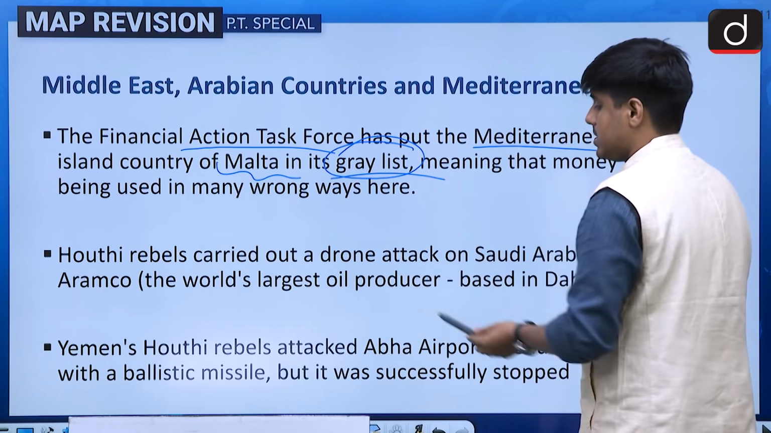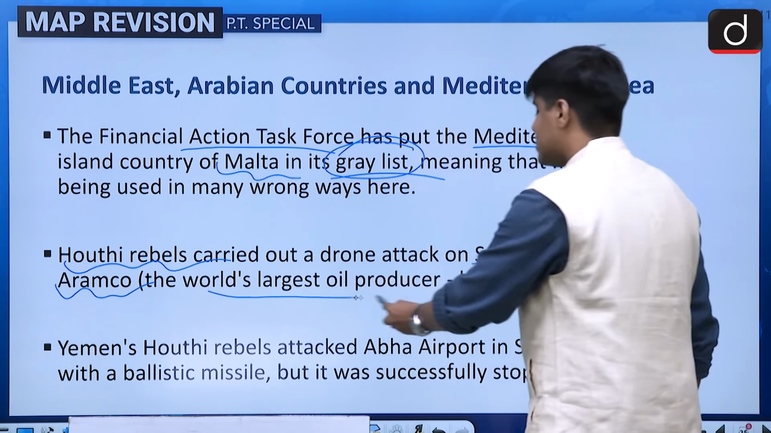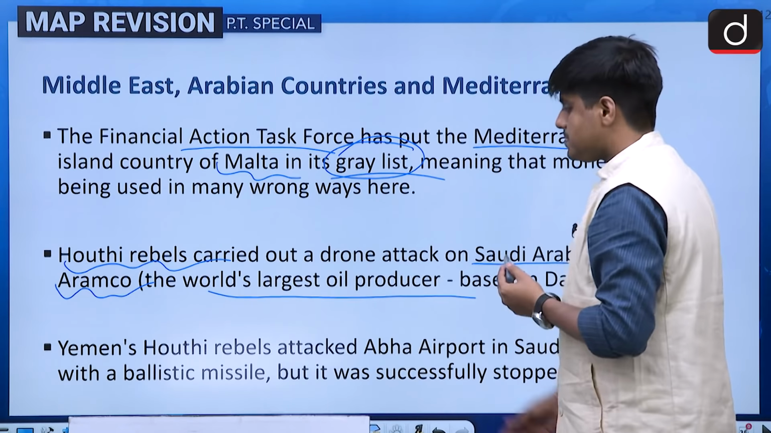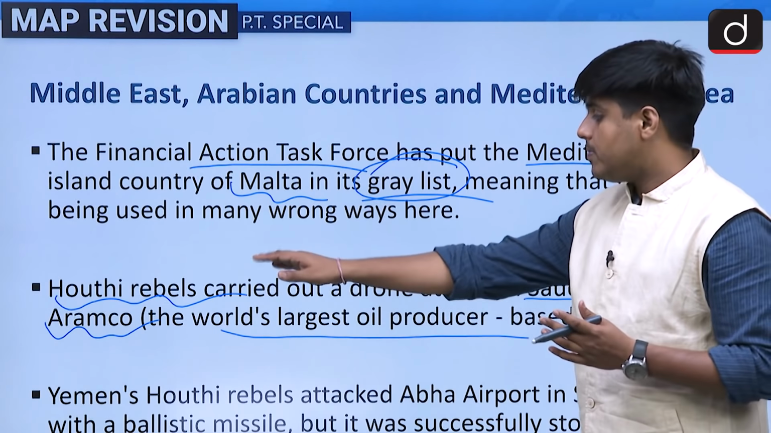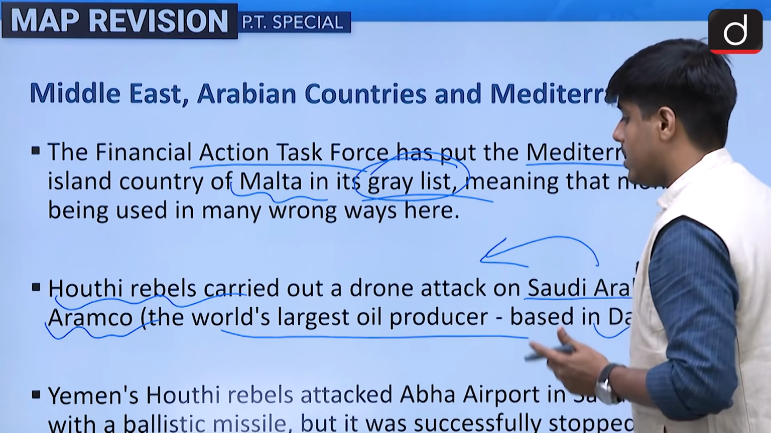Now, Houthi rebels recently carried out a drone attack on Saudi Arabia's Aramco. Aramco is, remember, the same company which was going to have a deal with Reliance Industries of India. The deal eventually could not happen, but it is the world's largest oil producer. We know that Saudi Arabia has been involved in an onslaught on Houthi rebels in Yemen. Yemen's Houthi rebels also attacked Abha airport in Saudi Arabia with a ballistic missile, but it was successfully stopped.